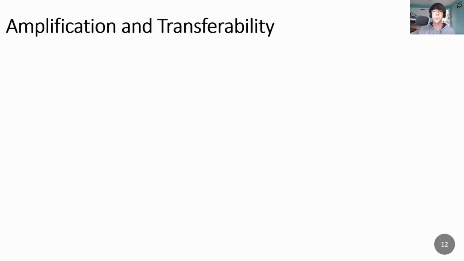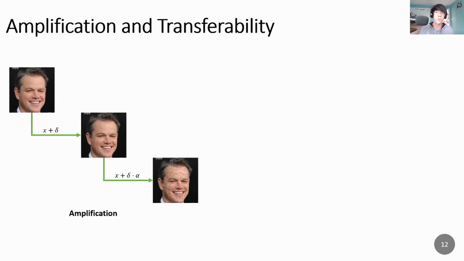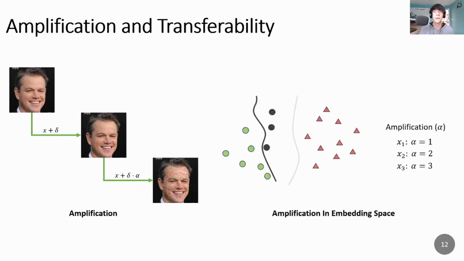To better achieve transferability, we leverage the process of amplification to increase the strength of our attacks. Given a normal image of Matt Damon, we can generate an adversarial perturbation to mask the image. We then amplify the perturbation with a constant alpha, which is greater than 1, to achieve a stronger yet more noticeable masked image. Here you can see how amplification can push adversarial examples across a decision boundary that we do not have access to. This is denoted by the white line in the figure. And as you can see, larger amplification factors result in more transferable attacks.